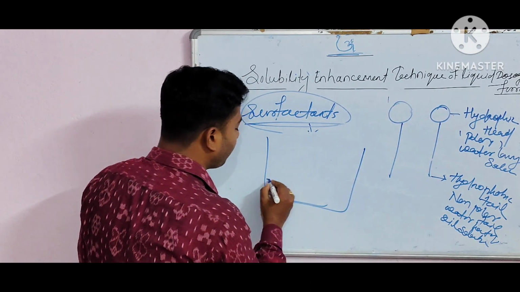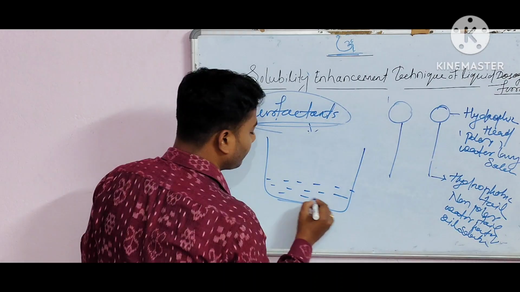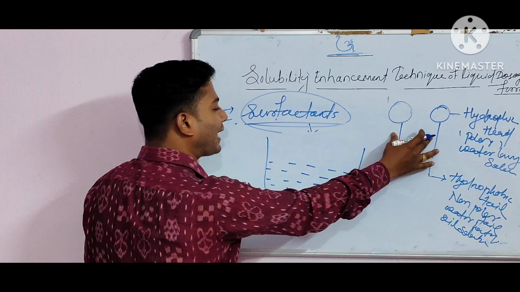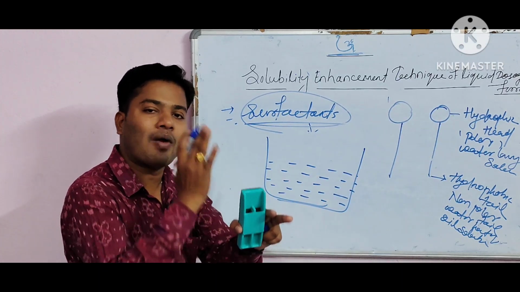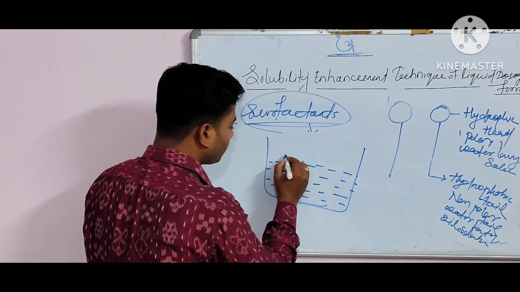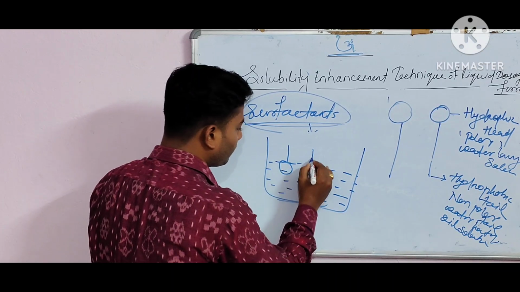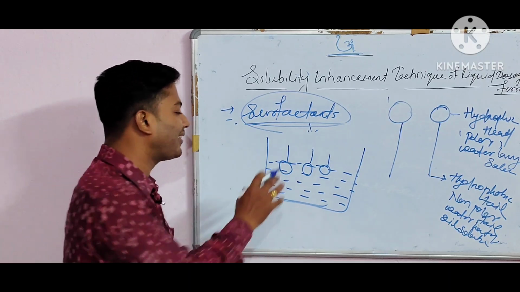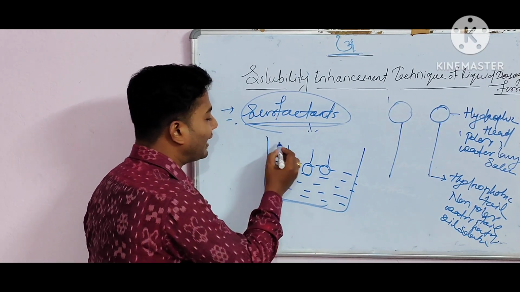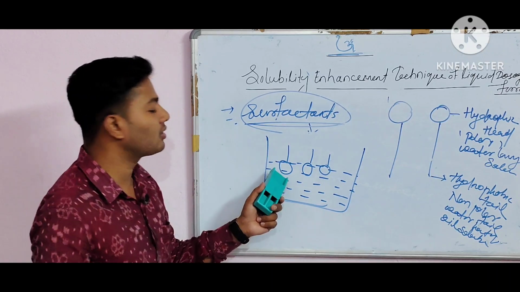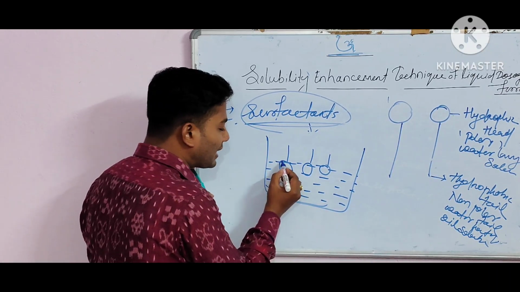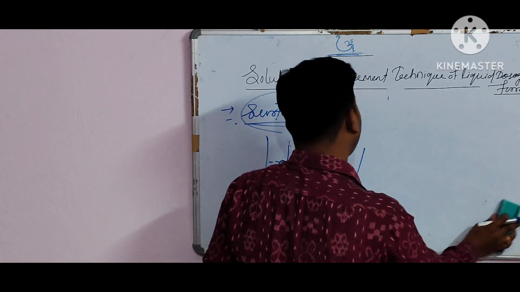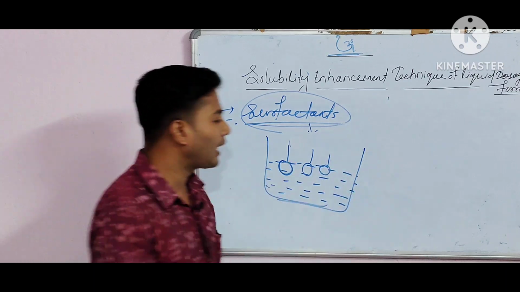suppose this one is the medium, these are the water molecules. Okay, so when you add the surfactant, all of you know the surfactant works on the surface. That means when you add the surfactant inside the medium, the surfactant looks like that. This one is the water soluble part, this one is the oil soluble or water hating part. So that is how the surfactant works inside the medium. Clear?